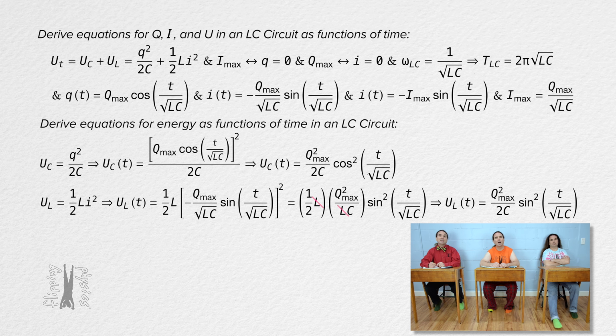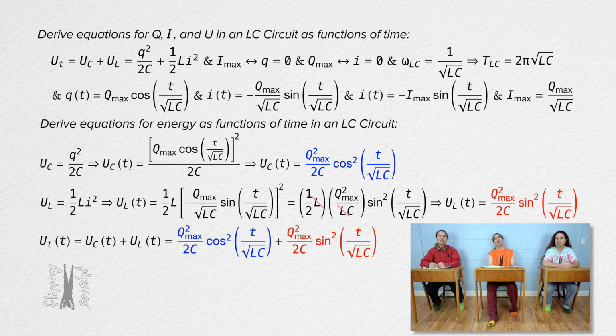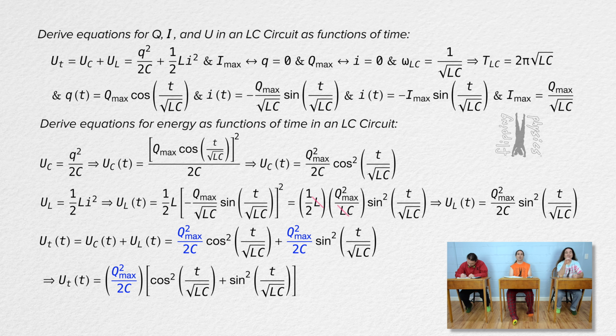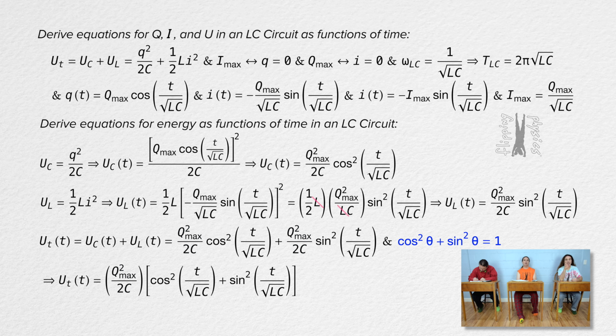And Bo, the total energy in the LC circuit as a function of time, please? Don't we just sum the two equations Billy and Bobby just derived? Yes, but what can we do with that equation? We can factor out maximum charge squared over 2 times capacitance. That's about it. Oh. No, I see it. So, okay. Cosine squared theta plus sine squared theta equals 1. So that whole bracketed expression equals 1.